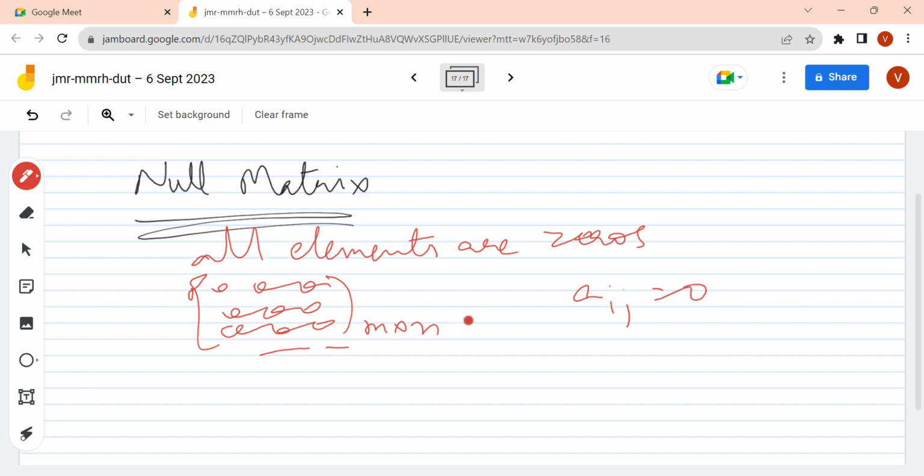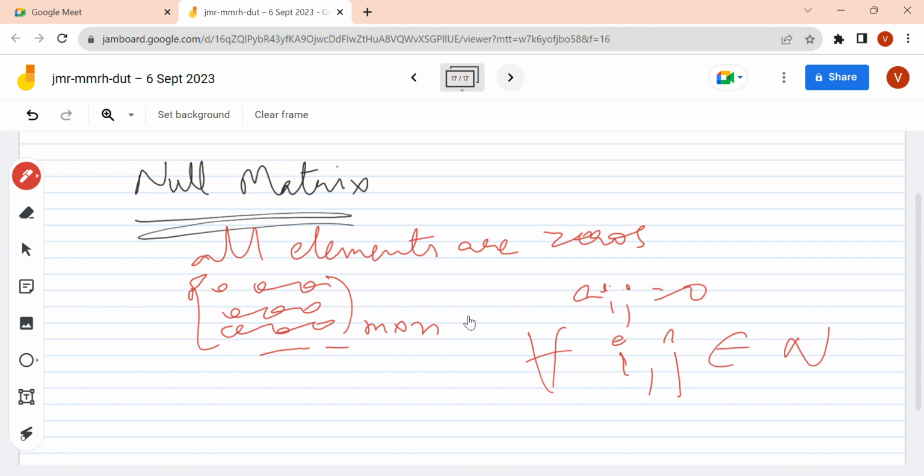That means Aij is equal to 0 for all i, j belonging to natural numbers. That means for any positive row or column, all the elements are zeros. Okay, very simple statement, null matrix.